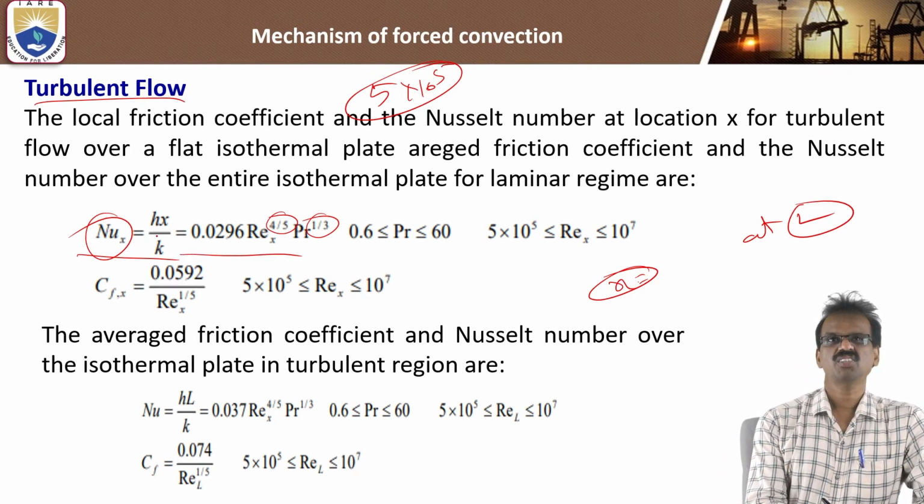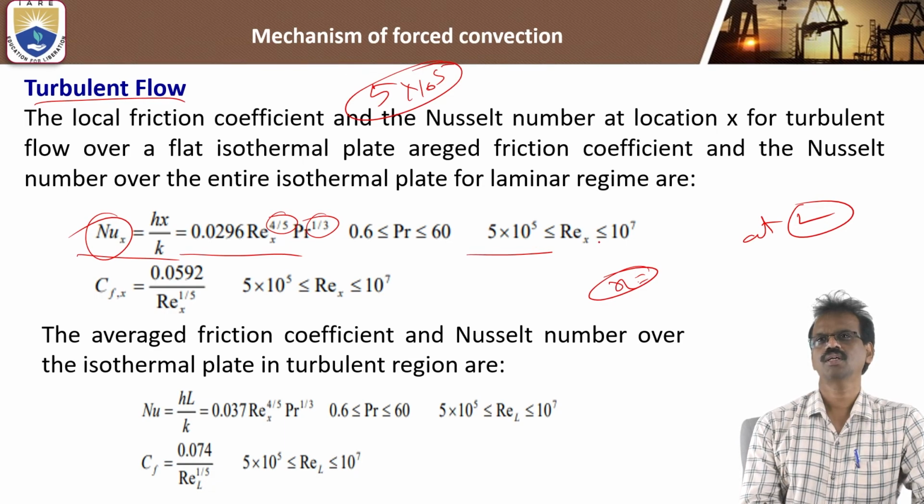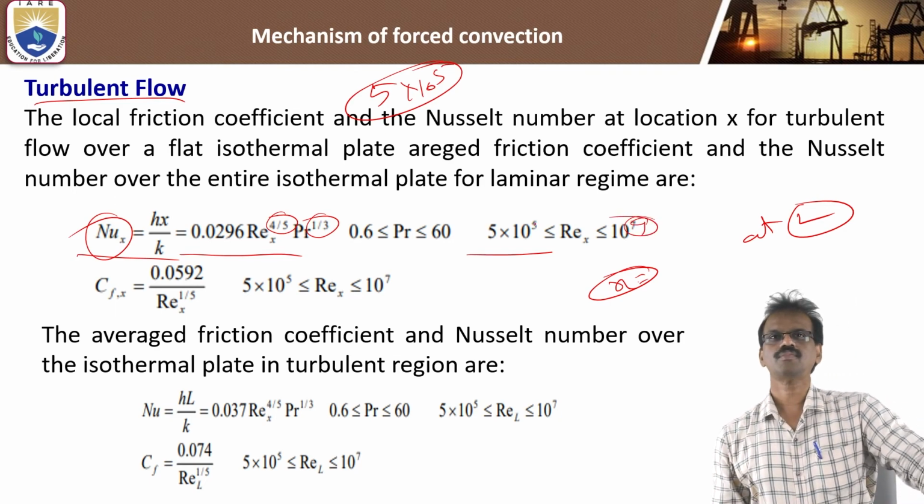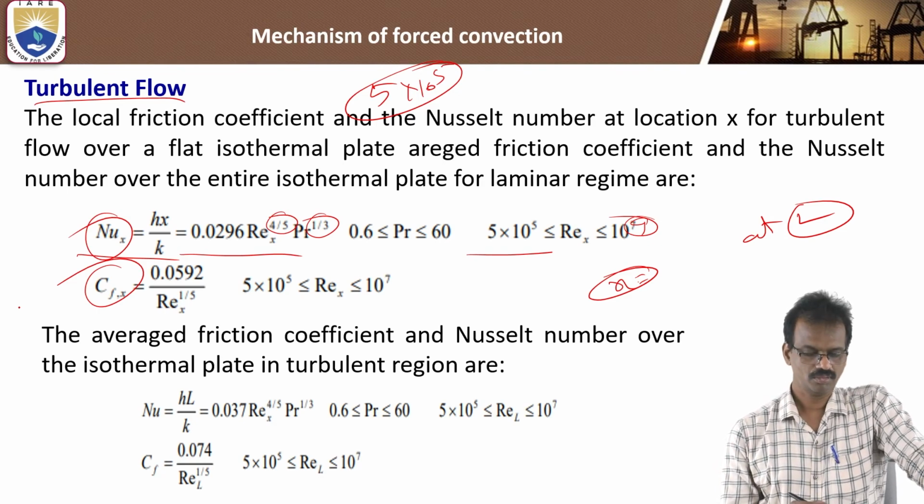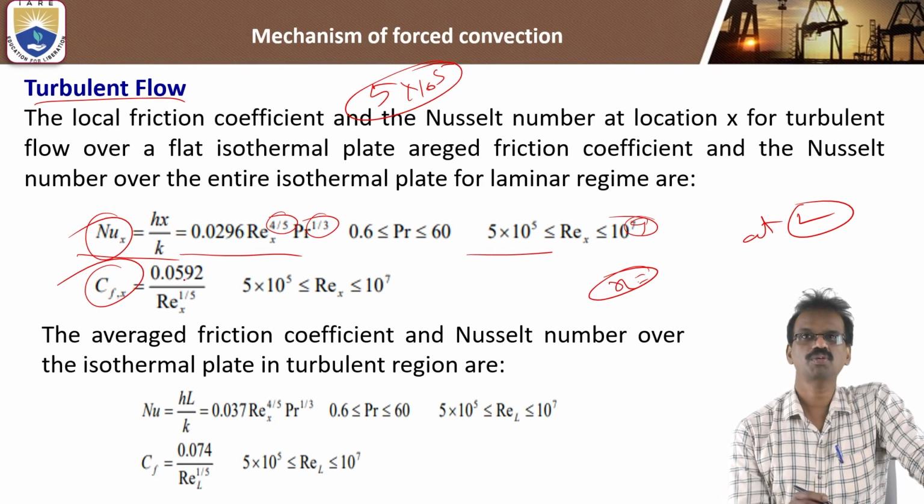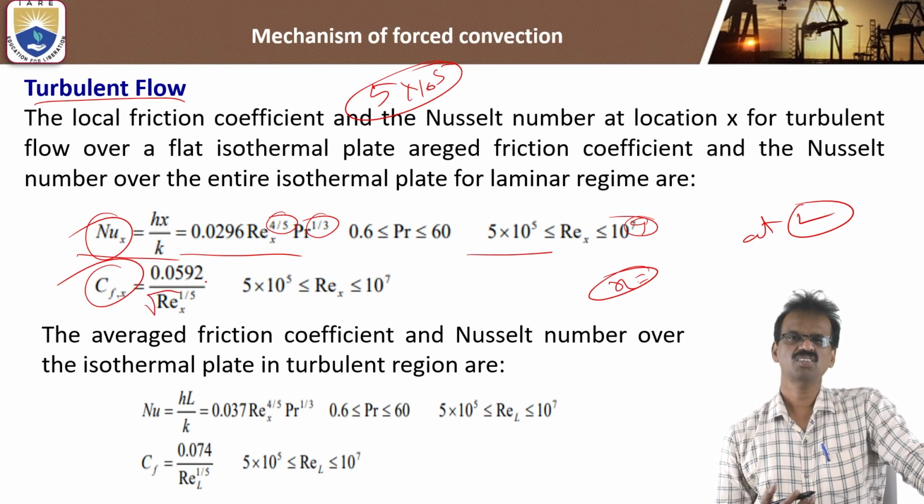So Nusselt value is equal to h_x by k. That is 0.0296 into Re to the power of 4 by 5 Pr to the power of 1 by 3. Okay. So here the condition is that the Reynolds value is greater than 5 into 10 to the power of 5 and less than 10 to the power of 9. Okay. So this is the coefficient of friction, that one is 0.0592 by Re to the power of 1 by 5.